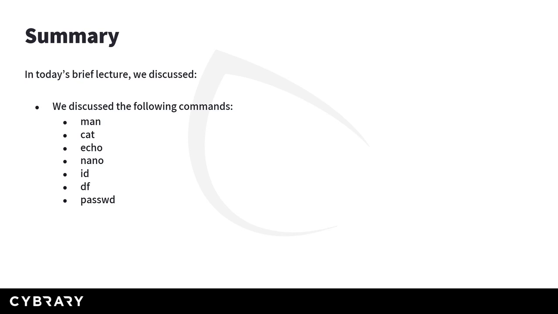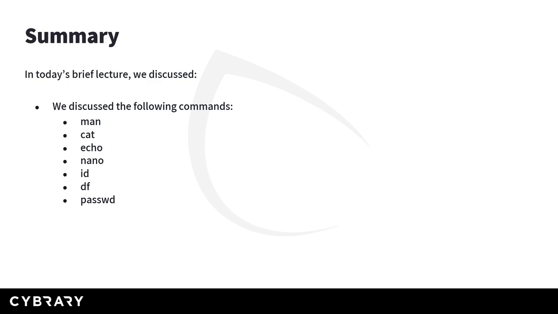So in summary, in this very brief lesson today, we discussed the following: the man command, the cat command, echo, nano, id, df, and password, or passwd for short. All of those are important because man is giving us instructions on how to use commands. Cat gives us outputs if we don't want to open the file or look in a text editor. Echo is going to allow us to do some things like write scripts, display information, output information, so it's a great command to have in your tool chest.